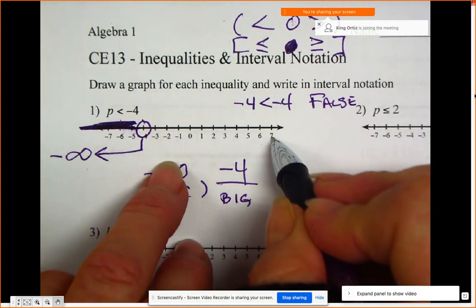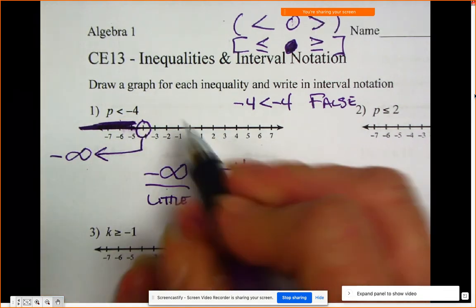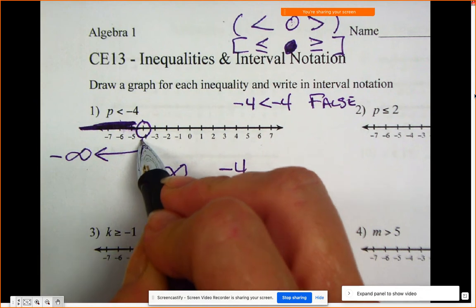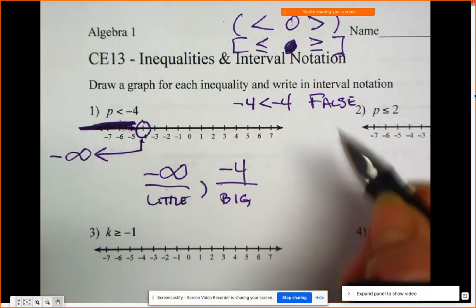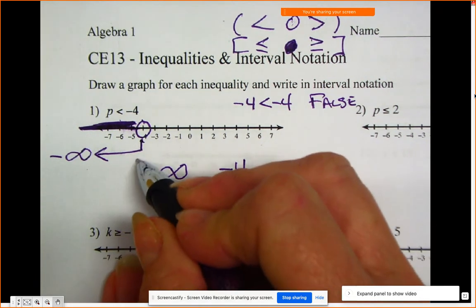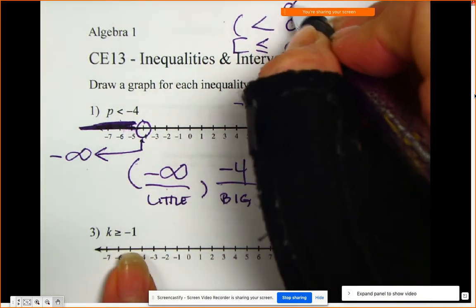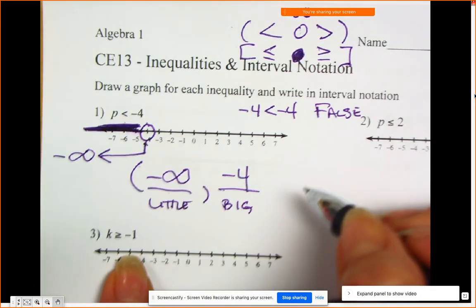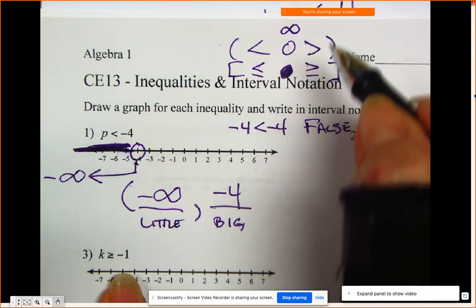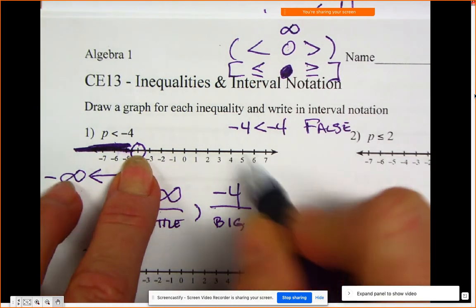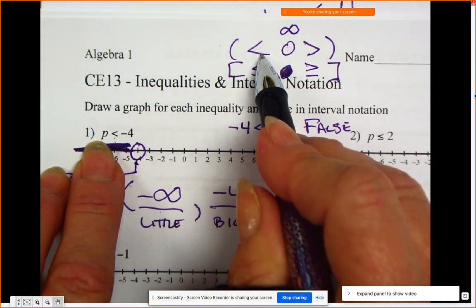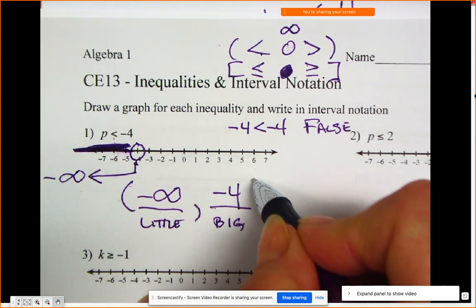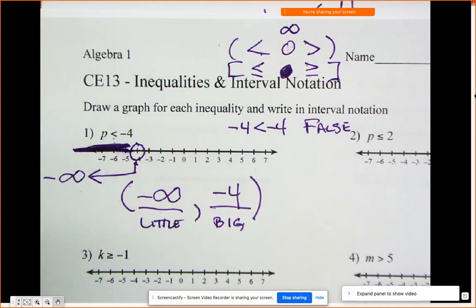It can't be a 7. That's not shaded. It can't be any of these numbers. -4 is where it's circled. That's where the graph stops. Okay, on infinity, I've told you, infinity is always a parenthesis, whether it be positive or negative. The -4, in this case, it's not shaded in, so I don't get to include the -4, so I put a parenthesis on that.